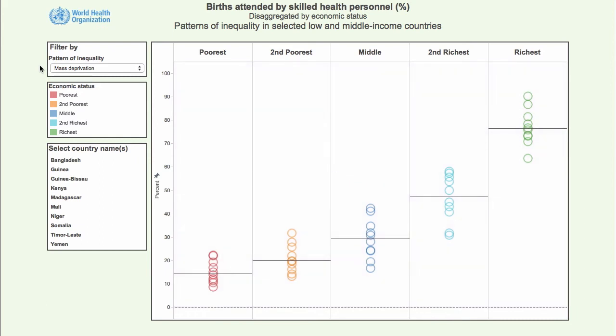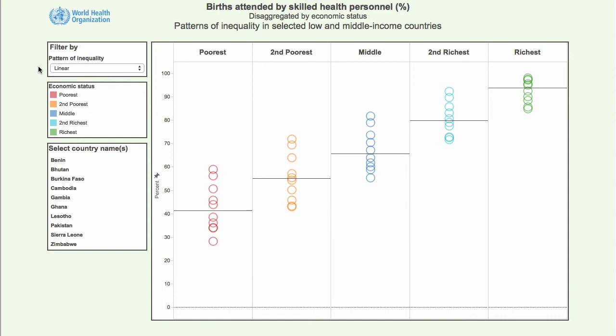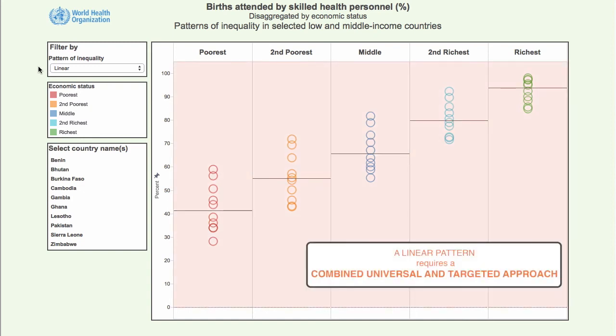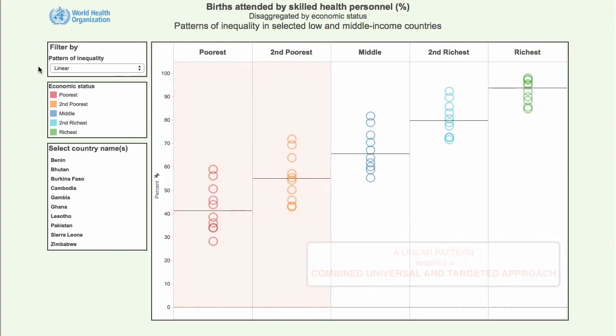The final selection is a linear or queuing pattern. These countries have a pretty consistent increase of coverage across subgroups, although the coverage is not exactly equal in all of these countries. For this reason, these countries should focus their efforts on a combined approach to increase coverage in all subgroups, with special emphasis on the poorer subgroups.